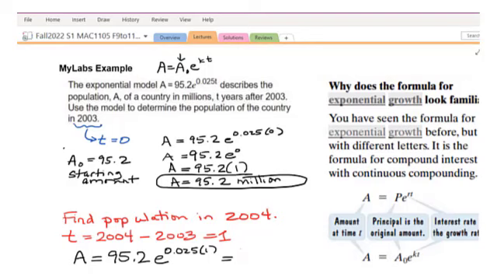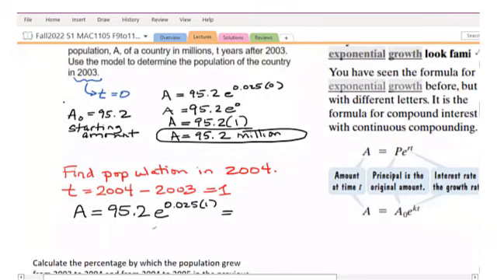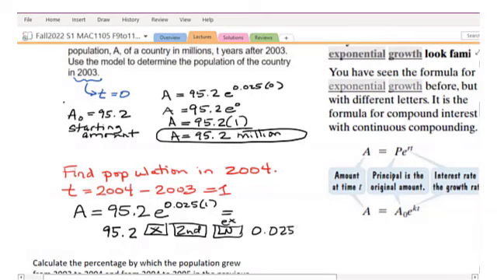I'm going to pass out these two. I want you to practice with the TI-30X2S. So you're going to write 95.2. You're going to hit the times button. You're going to hit the second button, second natural log. And then we're going to put 0.025, close the parenthesis, and equals.